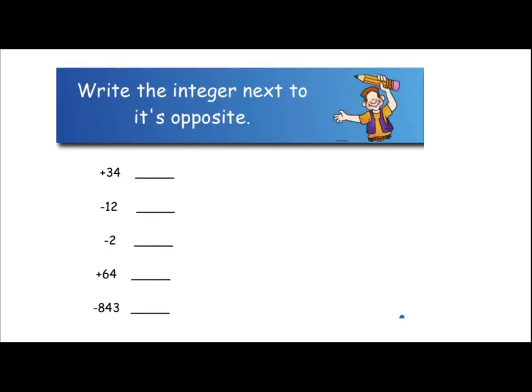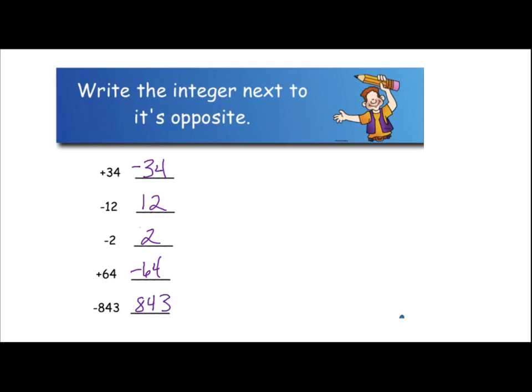So now let's look at these examples. We have a positive 34. Well, the opposite of positive 34 would be -34. We have a -12. The opposite of -12 would be positive 12. The opposite of -2 would be positive 2. You can write the plus sign if you want to, but you don't have to. It's not required. The opposite of positive 64 is -64. And the opposite of -843 is positive 843.